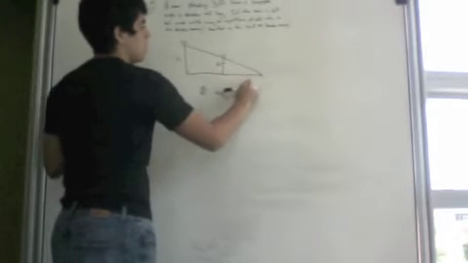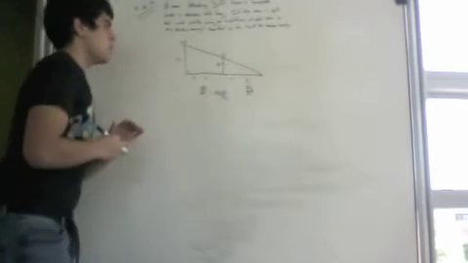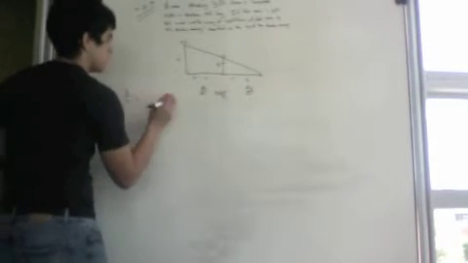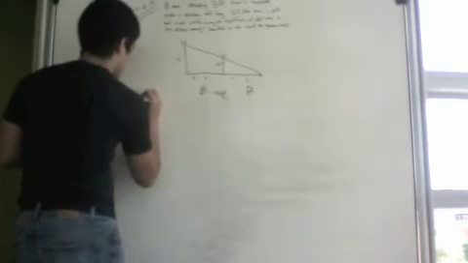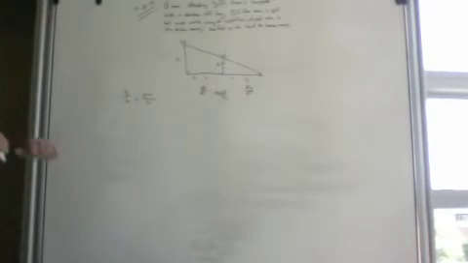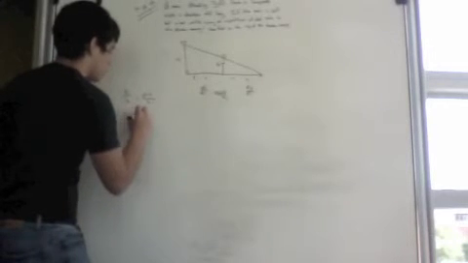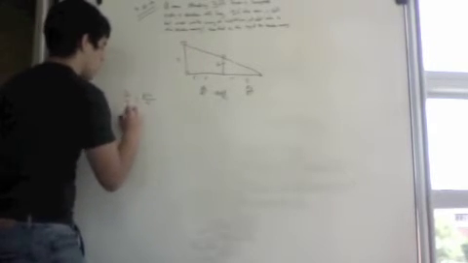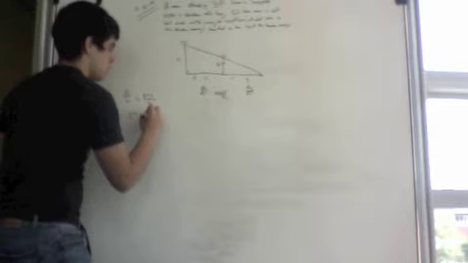These are 3 and 4, but let's say this is x and this is y. So we have that y is to 6 as y plus x is to the height. So this would be our proportion. If we simplify, yh is equal to 6 times y plus x.